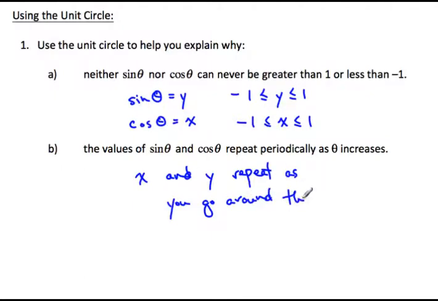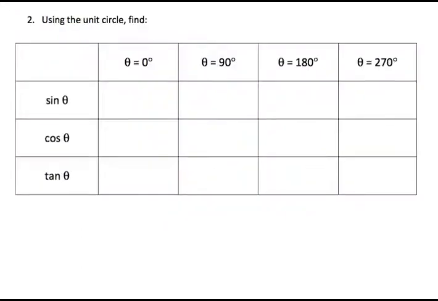Another thing that we can use the unit circle for is working out the sine, cos, and tan ratios of things that don't fit in right-angled triangles, just as we started to do in the previous lesson. So sine theta, remember, is equal to the y value on the unit circle, cos theta is equal to the x value, and tan theta is equal to sine theta over cosine theta.